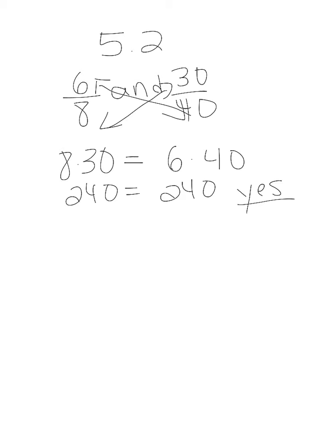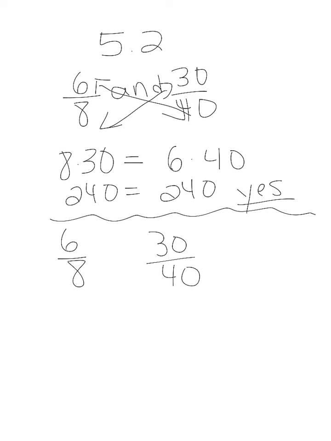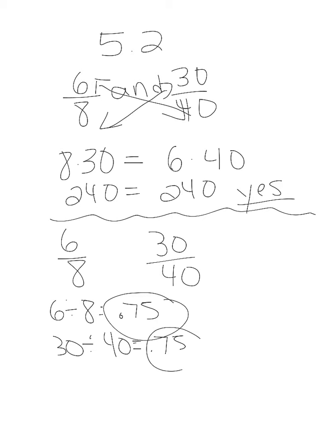Then there is a second way to do it, and that's simply just looking at your unit rate. So we again have 6/8, and we have 30/40. And if these are proportional, they also have to have the same unit rate. So we simply find the unit rate of both. 6 divided by 8 equals 0.75, and 30 divided by 40 equals 0.75. So you can see they have the same unit rate, which means yes, they are proportional.